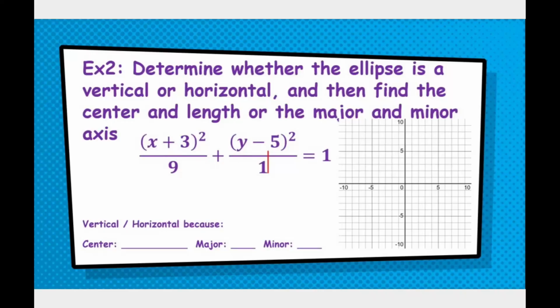I can figure out what A and B are. But this is horizontal because I'm bigger with X again. My center is negative 3, positive 5. So I'm going to go ahead and plot that. And then I'm going to figure out what A and B are. So 9 is A squared and 1 is B squared. If I take the square root of both of those, I get A equals 3 and B equals 1.